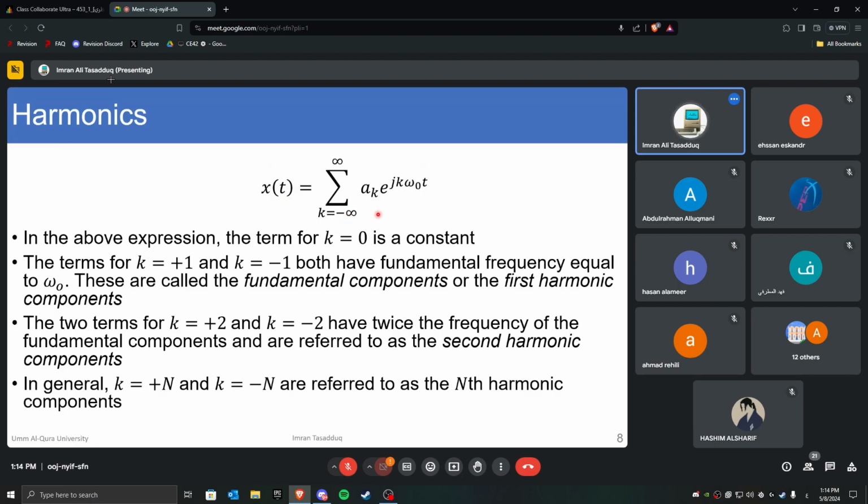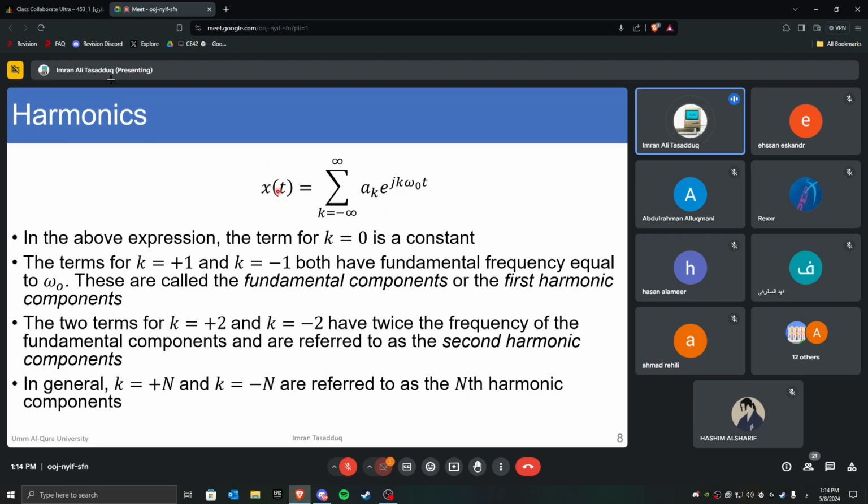In this summation, everything is known except a. A is the coefficient. This k is coming here from this summation, right? So k is known. Omega naught is 2 pi f. 2 pi is known, f is the frequency, and t is the time for this one, right?